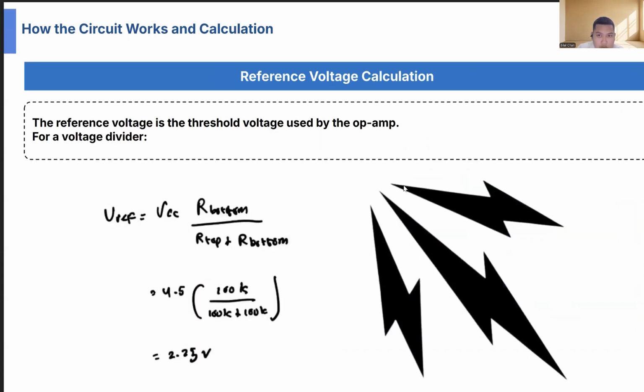Next is the reference voltage calculation. It shows the reference voltage calculation using a voltage divider. Using equal resistor values, we obtain a reference voltage of approximately 2.25 volts. This voltage acts as the threshold voltage for the comparator operation.